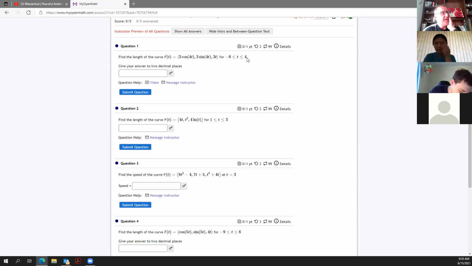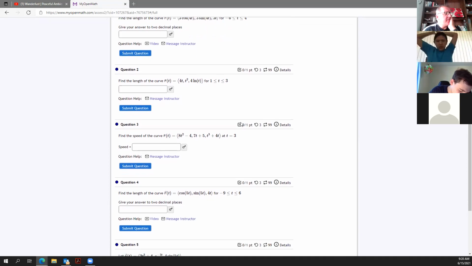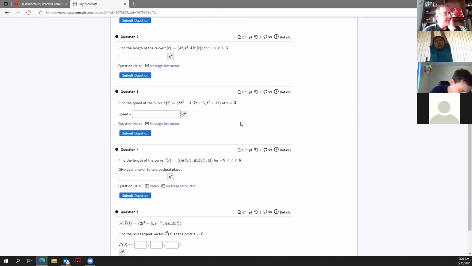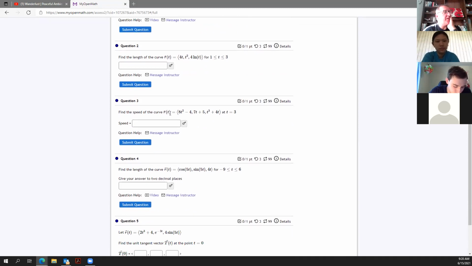Therefore, you have to say what t is. And notice in this case, t is apparently not time, because it goes from -6 to 4, whereas this one goes from 1 to 3. Those aren't terrible. But notice every one of these questions is the same in the sense that it asks you to take the derivative, because you need the derivative for the length of the curve and also for the speed of the curve.